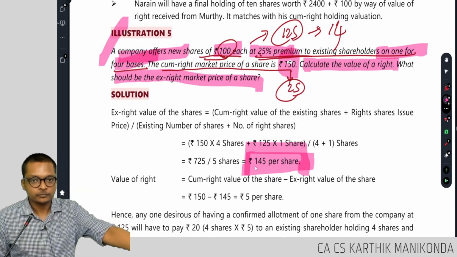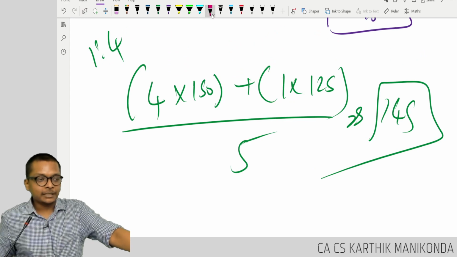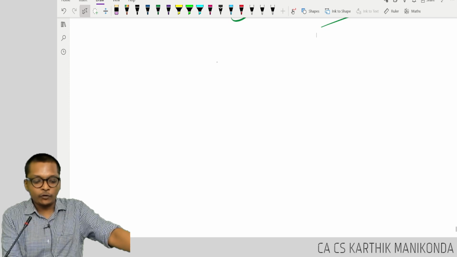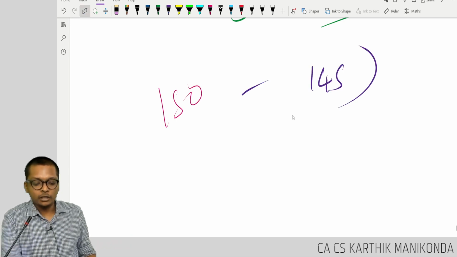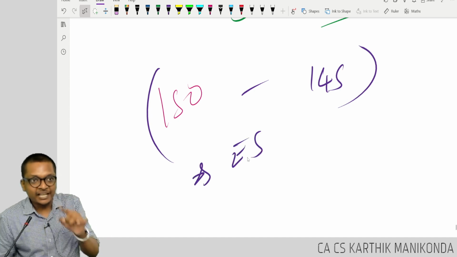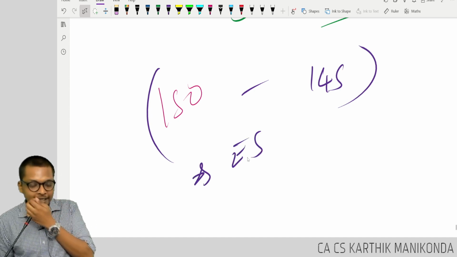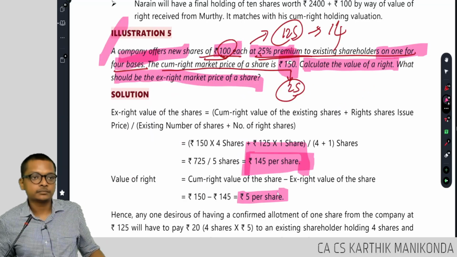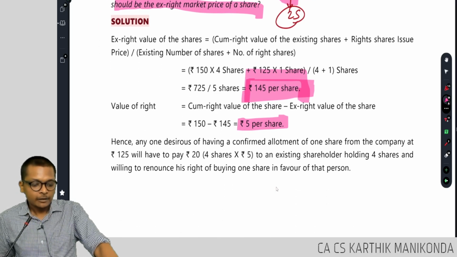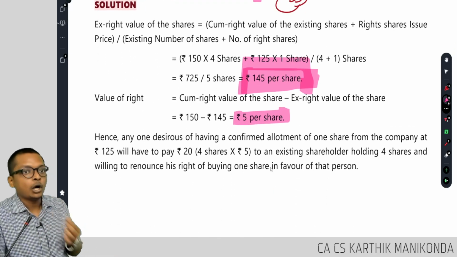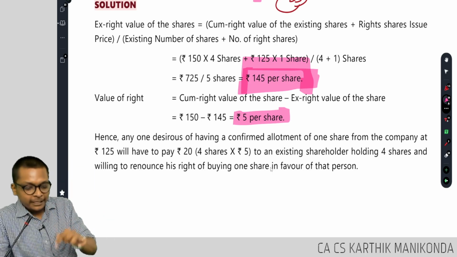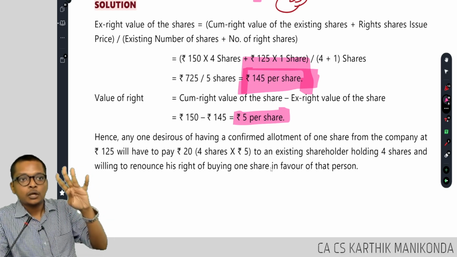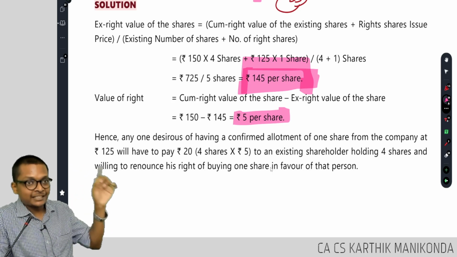Are you following, guys? Now let's come back to this. What was the price per share before the rights issue? 150. Now the price is 145, so what is the fall? 5 rupees the share fell because of the rights issue, correct? That is called the value of right. Value of right is the difference between the price before and the price after. So 1 share fell by 5 rupees. In the book, they are assuming 4 shares.